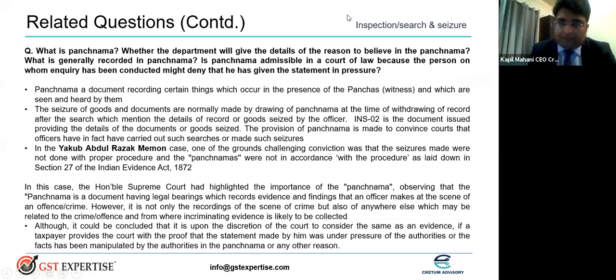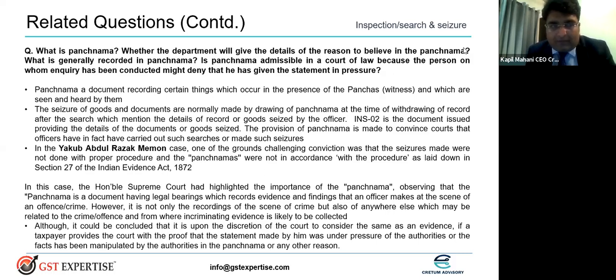Okay. So we were discussing what is Panchnama. So the Panchnama is a document which is being given after the search. So what are the questions specifically? First of all, that is important: what is Panchnama and whether the department will give the details of reason to believe in the Panchnama. And what is generally recorded in Panchnama; is Panchnama admissible in a court of law, because the person on whom the inquiry has been conducted might deny that he has given the statement, saying it was under pressure.